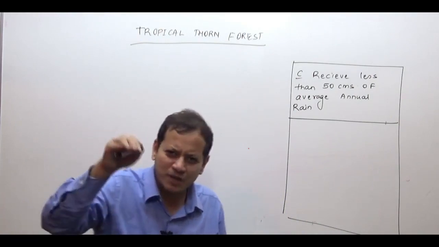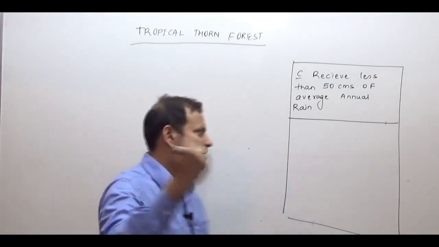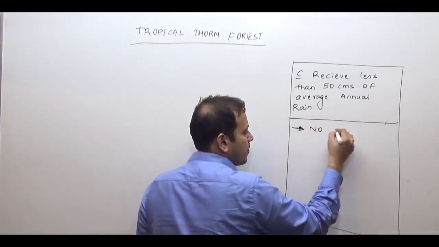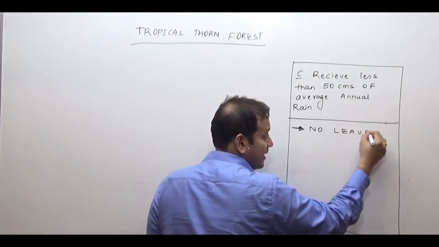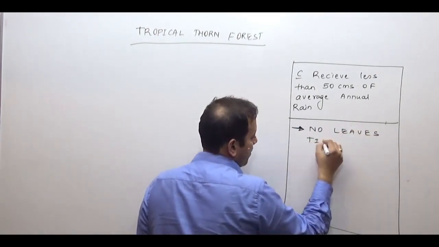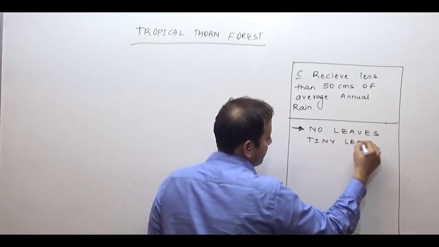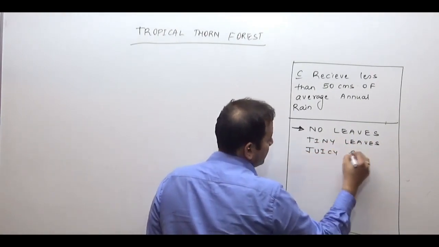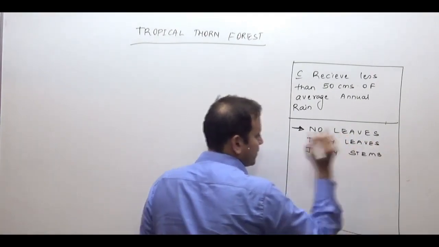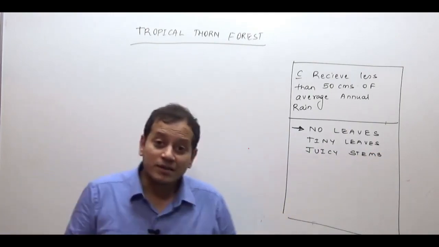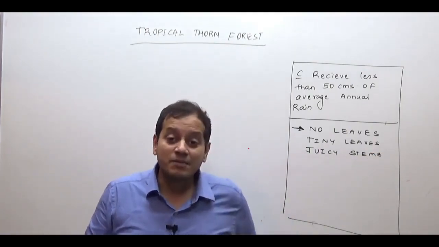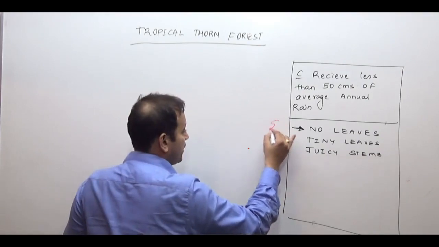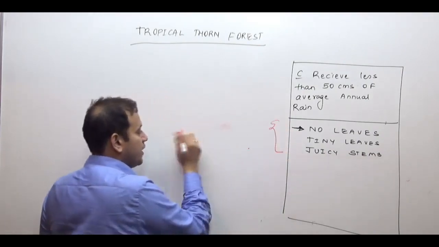Because of the less rainfall, they have to conserve moisture, and as a result, there is a variety of shrubs, smaller trees, variety of grasses. These are the forests which will have no leaves, or they can have tiny leaves. They will have juicy stems, so that they can conserve the maximum amount of moisture, and such kind of vegetation is known as xerophytic vegetation.